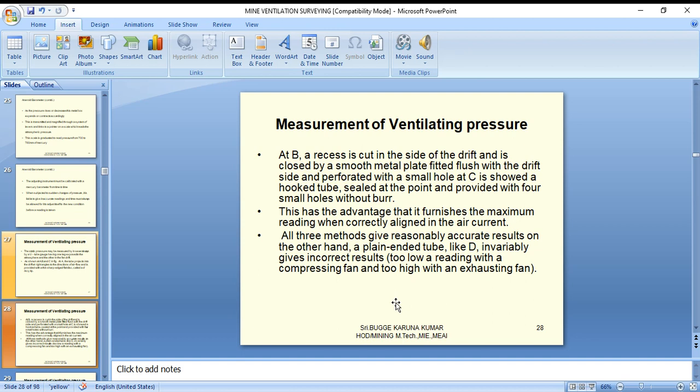It is perforated with a small hole at C. Also shown is a hooked tube sealed at the point and provided with four small holes without burrs. This has the advantage that it furnishes the maximum reading when correctly aligned in the air current. All three methods give reasonably accurate results. On the other hand, a plain ended tube like D invariably gives incorrect results: too low a reading with a compressing fan and too high with an exhausting fan.